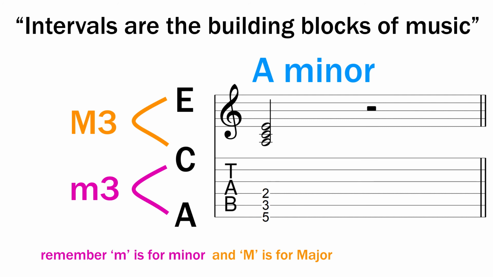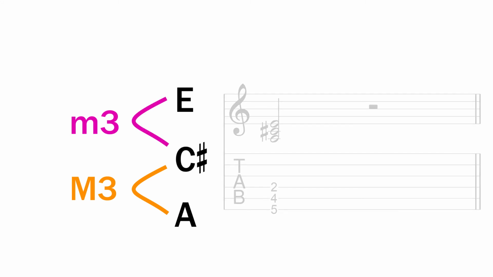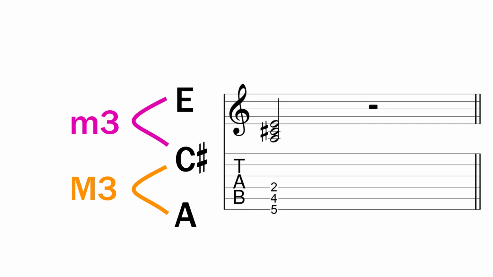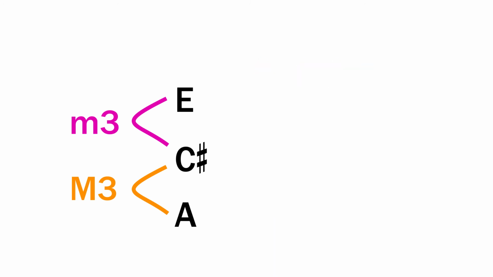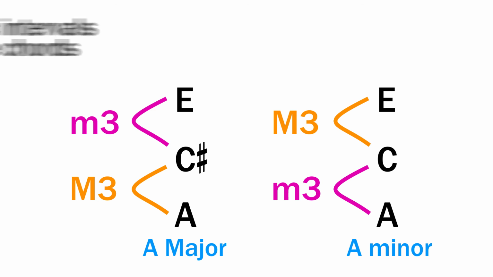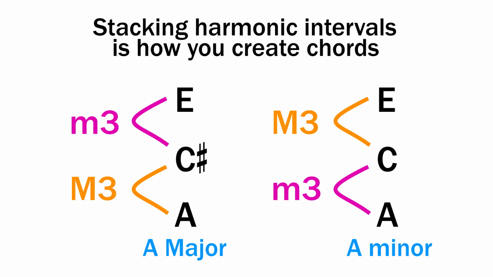But let's switch things up. Let's start with A, play a major third on top of that, then stack on top of it a minor third. The notes we would end up with would be A, C sharp, and E, and it sounds like this. This time, by switching the intervals around, we end up with another common chord, the A major chord. So stacking intervals on top of each other and playing them as harmonic intervals lets us build any chord we want. This is something I explain in full in my video on chords, so let's look at something else.